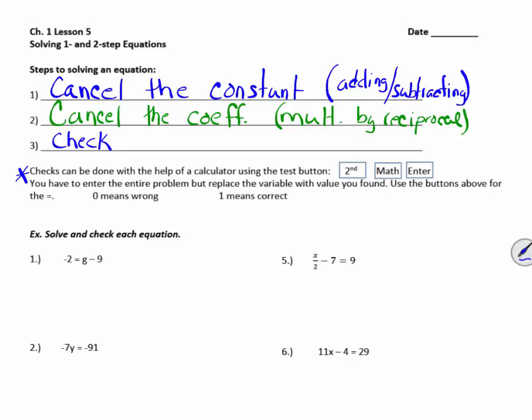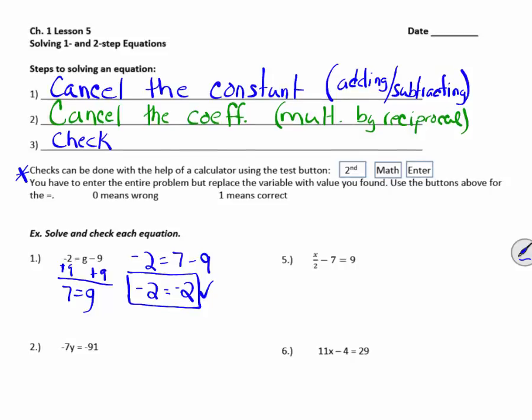So we're going to do number 1, we have -2 equals g minus 9. So here's my g. I have to cancel the constant, so we're going to add 9 to both sides. And yes, you do still have to show all that work. So -2 plus 9 is 7 equals g. Fill that in. So if I do -2 equals 7 minus 9 for my check, -2 equals -2, it checks. So you do have to make sure for a check that you're coming down and showing that last step.